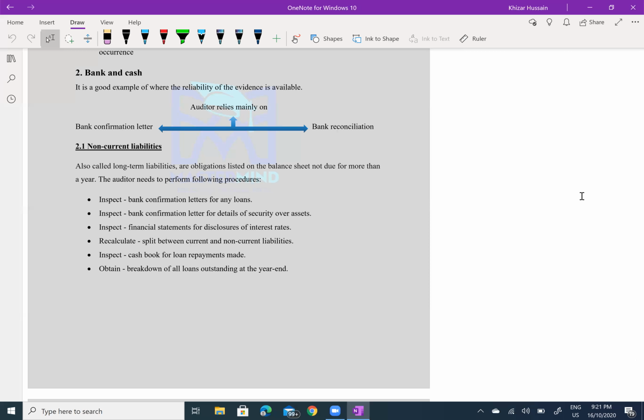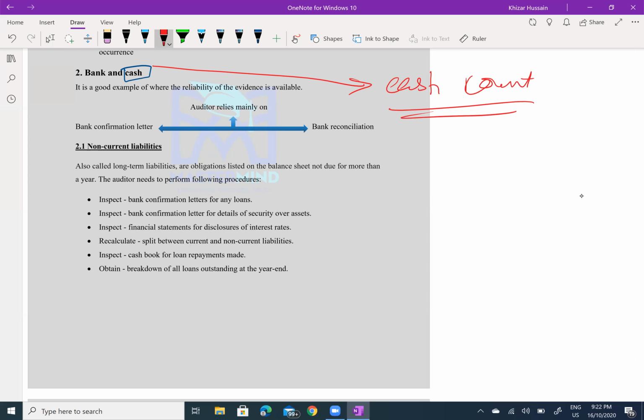Now, there's one more thing with regards to cash that we perform, which is the cash count. Obviously, we cannot go into a bank and ask them to bring out $10 million so that we can count it. We perform a cash count of the petty cash as at year end. What's a petty cash? Do you guys know what a petty cash is? Have you guys heard about petty cash?